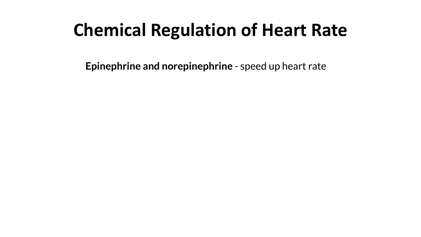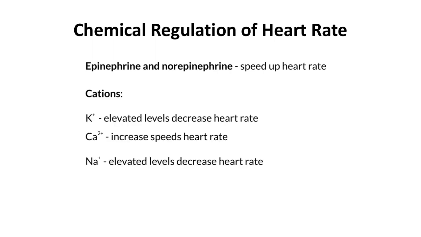There is also chemical regulation of the heart. Hormones such as epinephrine and norepinephrine can enhance the heart's pumping effectiveness and increase heart rate. These can be released by exercise, stress, and excitement, and are part of the flight or fight response. Cations, such as potassium, calcium, and sodium, can also affect heart rate. Elevated blood levels of potassium and sodium will decrease heart rate, while an increase of calcium will speed heart rate.